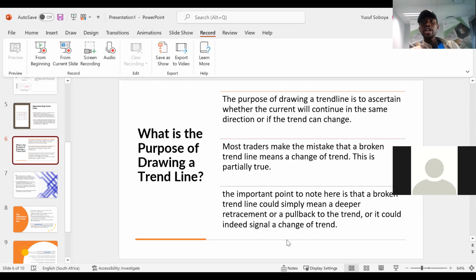Okay, most traders make the mistake that a broken trend line means a change of the trend. This is partially true. The important point to note here is that a broken trend line could simply mean a deeper retracement or a pullback in the trend, or it could indeed signal a change of the trend, right? Three things that we're seeing there: it might be a pullback, it might be a retracement, it might be a change of the trend.